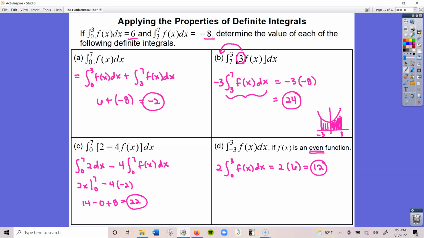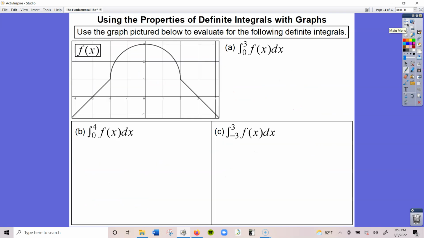Now let's have a look at how we apply these properties using graphs. For this first one, what we have here is from 0 to 3. So we are going from here to here. So you are going to separate this using whatever shapes you see. So I notice I have a quarter circle up here, and then I have a trapezoid down here. You can also do this quarter circle, you can do this rectangle, and then the triangle. It's completely up to you. But I'm going to stick with my trapezoid, just so that it's one less formula for me to use.